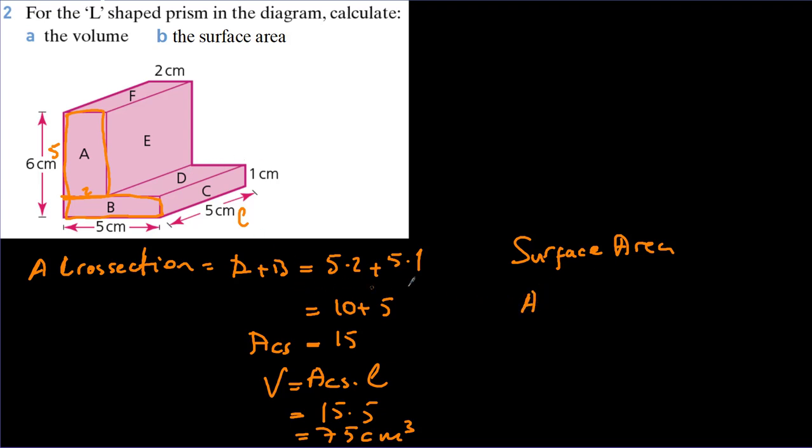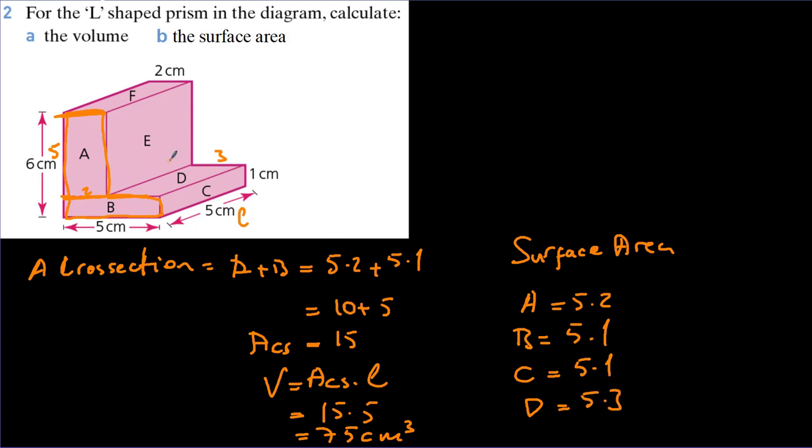A is equal to 5 times 2. B is equal to 5 times 1. C is equal to 5 times 1 again. D is equal to, if this length is 2, then this should be 3, because totally it's going to be 5. And the length here is 5. D is equal to 5 times 3.